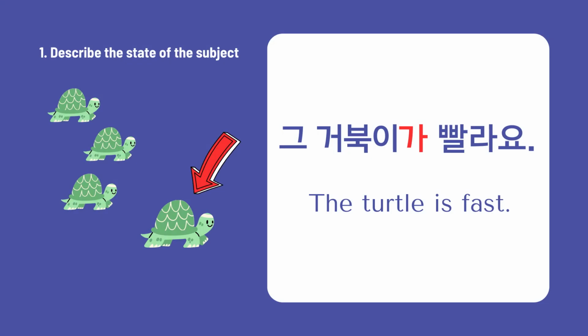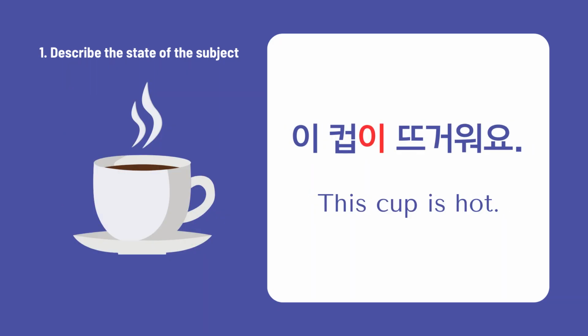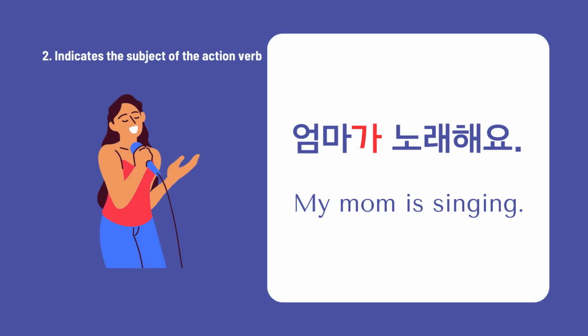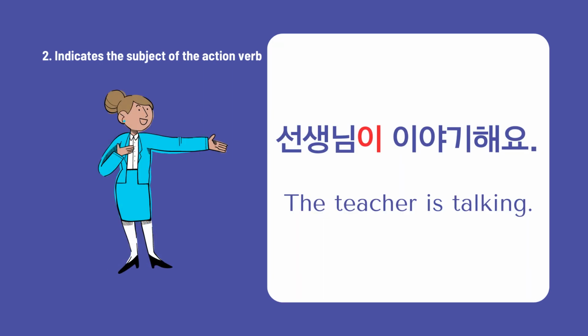그 거북이가 빨라요. In this sentence, the subject marker 가 is used to indicate that the particular turtle is fast. 이 컵이 뜨거워요. In this sentence, the subject marker 이 is used to indicate that the cup placed in front is hot. 엄마가 노래해요. In this sentence, the subject marker 가 is added after the subject 엄마 to show that she is the one singing.